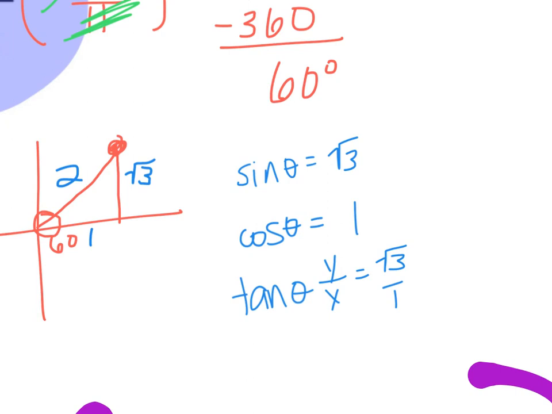Y over r. No, that's not tangent. If you did y over r, that's fine, you would get square root of 3 over 2 for sine. When you're using the reference angles and it's a 30, 60, 90, your special right triangles, you have to use the pattern.